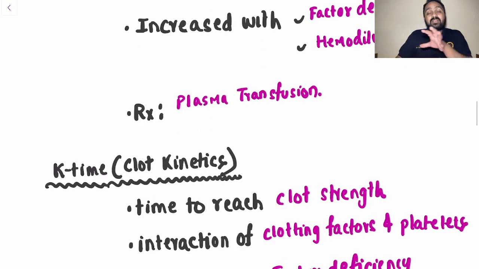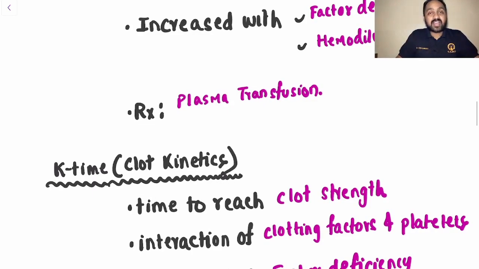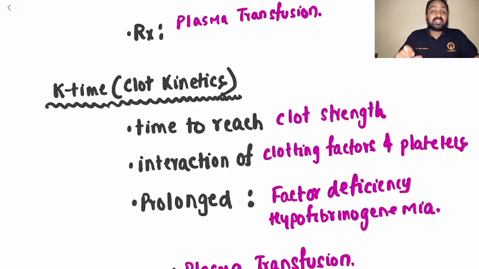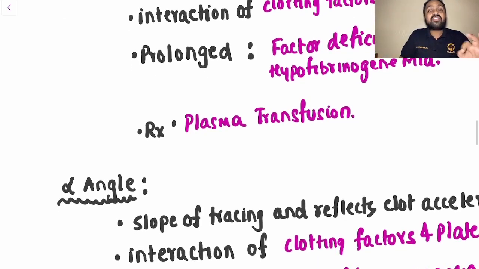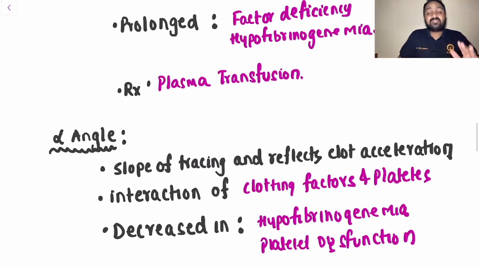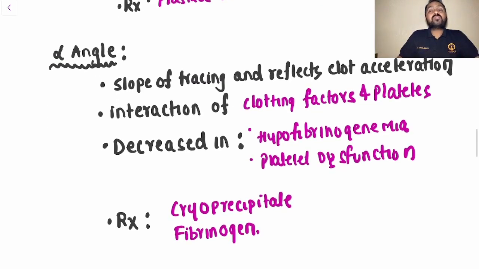Whereas the K time represents the time to reach the clot strength. Now this is the interaction of the clotting factor and the platelets. So if it is prolonged, it is suggesting the factor deficiency in hypofibrinogenemia. So now the treatment would include your plasma transfusion. Now the alpha angle is your slope of tracing and it reflects your clot acceleration. So there is interaction of your clotting factors and platelets, and this is decreased in hypofibrinogenemia and platelet dysfunction, and the treatment would be requiring your cryoprecipitate and fibrinogen.